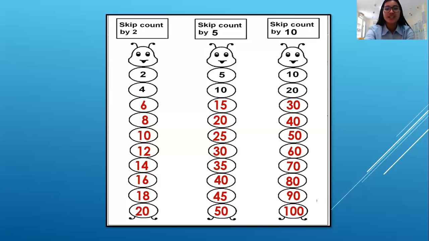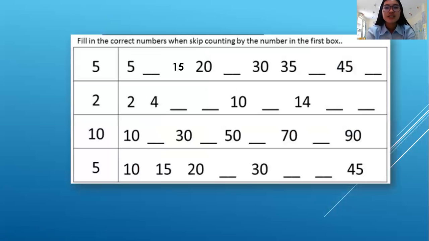Okay, great. Now let's practice more. Here, let's find out what skip counting number we need to use. Is it skip counting by 5, skip counting by 2, or skip counting by 10? Here we have 5, so it is skip counting by 5, and let's fill in the blank. Fill in the correct numbers with skip counting by the number in the first box. So the first one is skip counting by 5. Let's fill in the missing number.